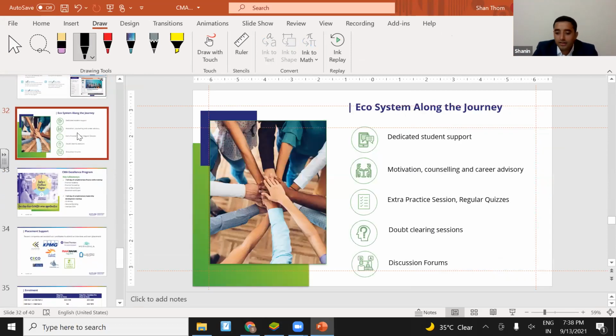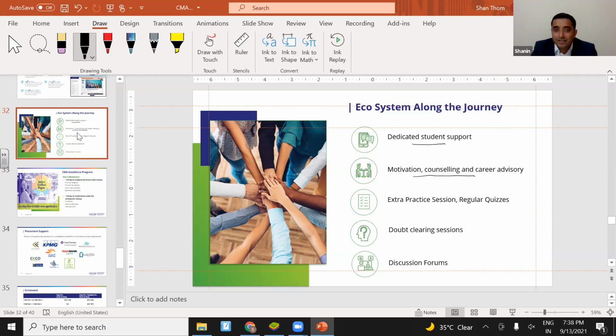Then, in general, how will the entire journey be? There is dedicated student support. There is in fact a student advisor, and you can reach out to her anytime. We generally have motivation, counseling and career advisory sessions.